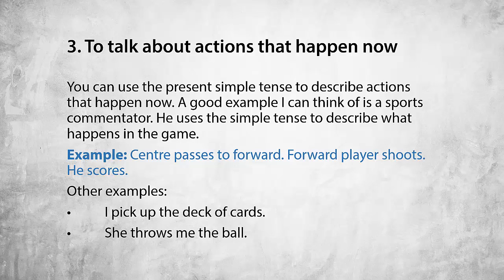Other examples would be, I pick up the deck of cards, or she throws me the ball. Now, please note, we are not discussing what is happening right now, but what has happened now. Like if we were discussing what is happening now, we would use the present continuous tense. But the present simple tense only describes what happens now. It's a slight difference, but just keeping it in mind for now. I'll explain this in more detail when we get to the lesson on the present continuous tense.